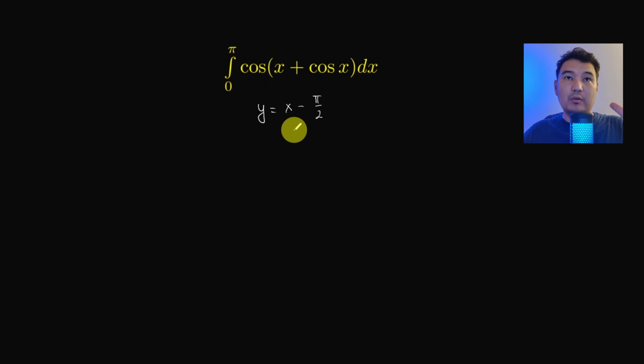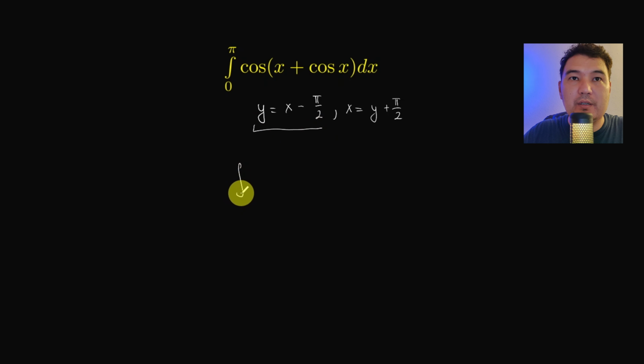Imagine the graph. I'm going to move the graph to the left. If y is x minus pi over 2, then x is going to be y plus pi over 2, right? Now, when you do the change of variables, new boundaries are going to be from negative pi over 2 to pi over 2. That's because if you plug 0, you'll get negative pi over 2. If you plug this pi, you'll get pi over 2. Now the new boundaries are symmetric from negative pi over 2 to pi over 2.